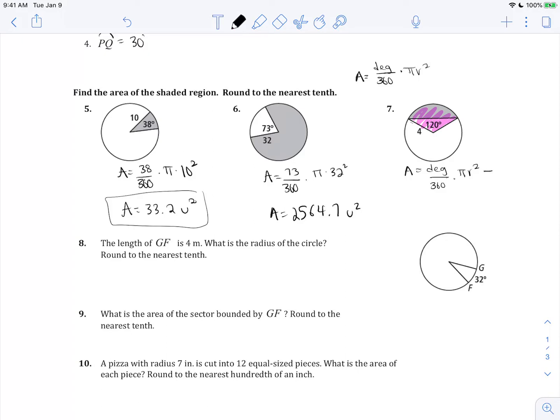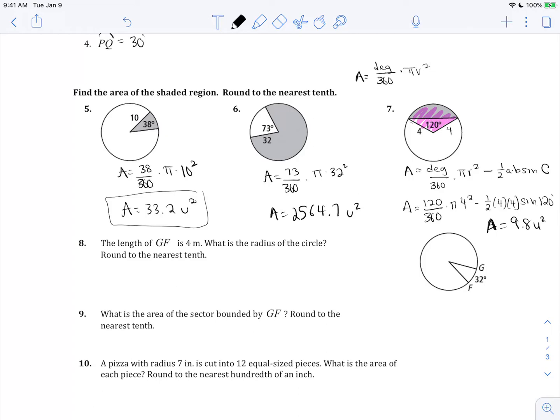Now to take away the triangle, I don't know a base and a height, so I'm going to have to use the equation 1/2 a times b sine c. Okay, because we don't know base and height, this is the equation we have to use. So now I'm going to plug everything in. 120 over 360 times pi 4 squared minus 1/2 4 times 4. Both of these will be 4. Sine 120. And again, I should just plug that whole thing directly in my calculator like this, and I get that the area is 9.8 units squared.